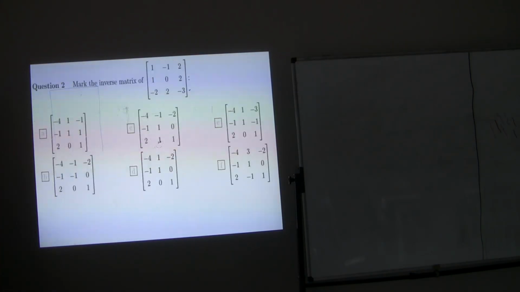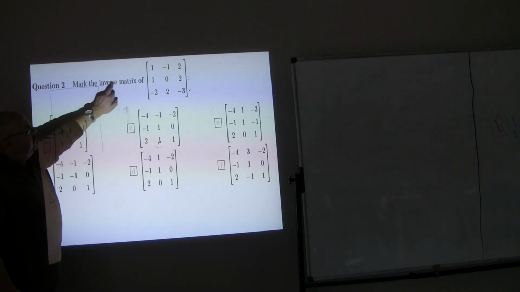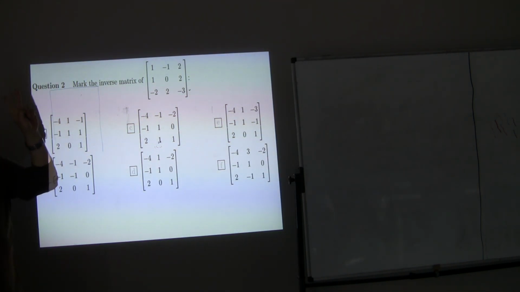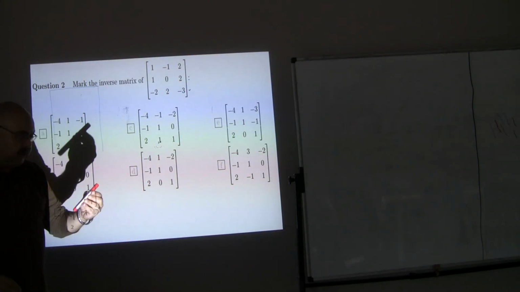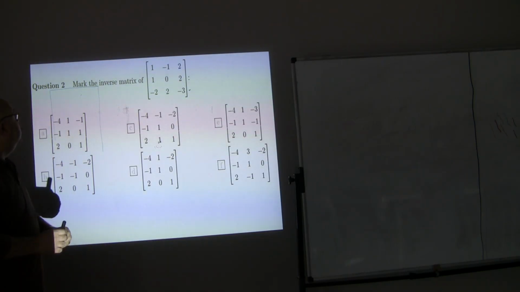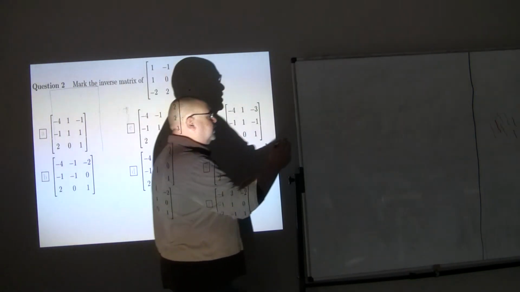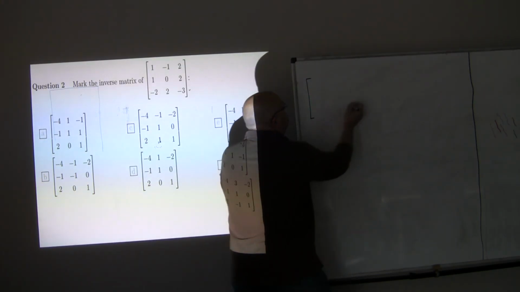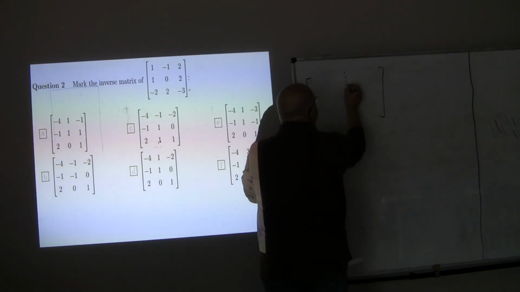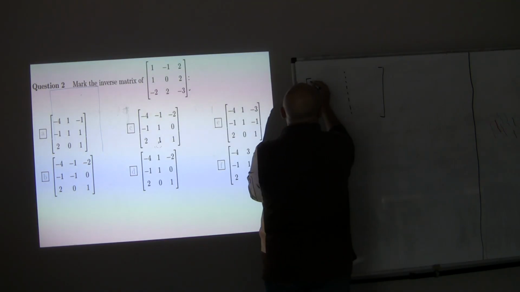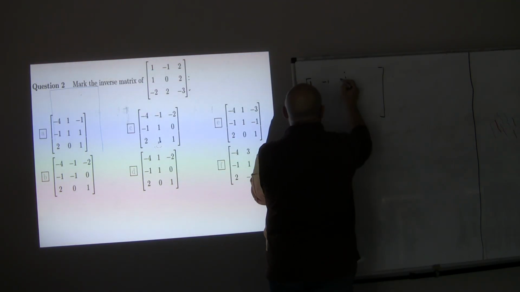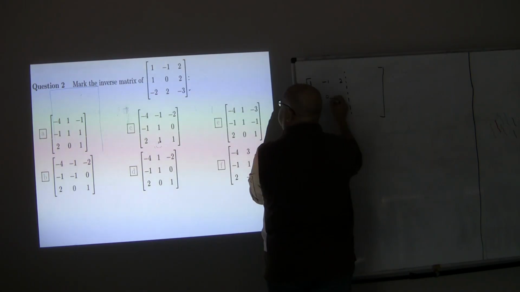Okay? Okay. For the second question, that's a very easy one. He's asking you directly to find the inverse of this matrix. How many methods can you use to get the inverse of this matrix? 2 methods. The first of them, as I usually recommend once he asks you to find the inverse of this matrix, is, as you know, writing this matrix like this and putting a unit matrix on the other side. That's a very easy question. 1, -1, 2, and 1, 0, 2, -2, 2, and -3.